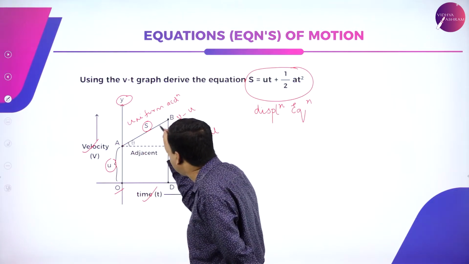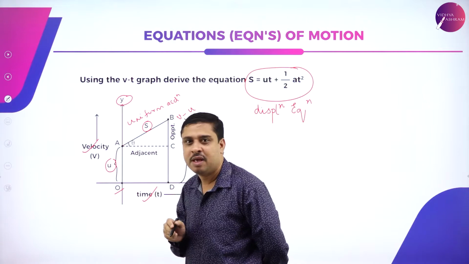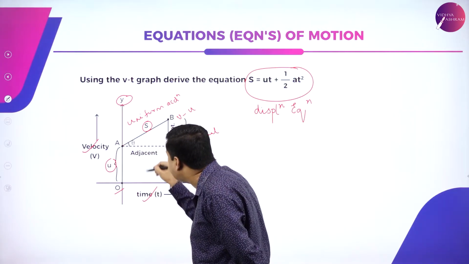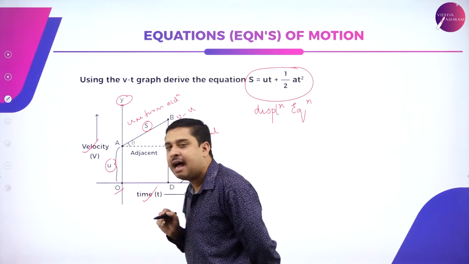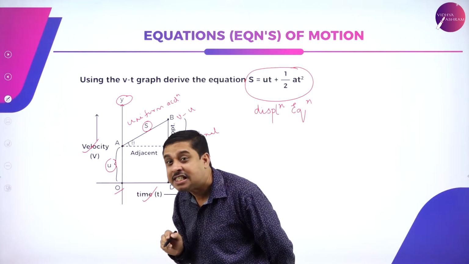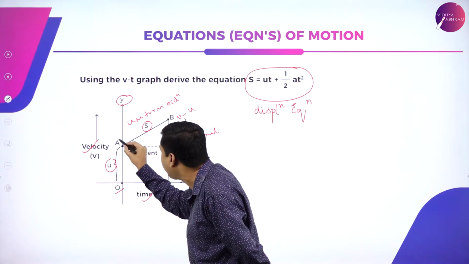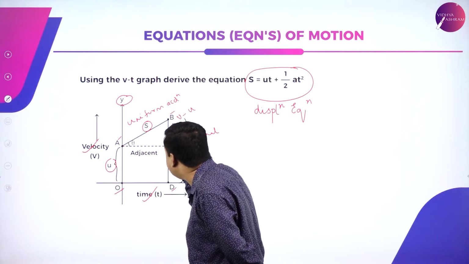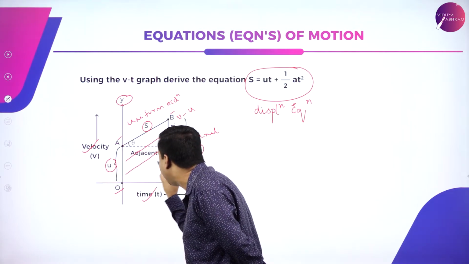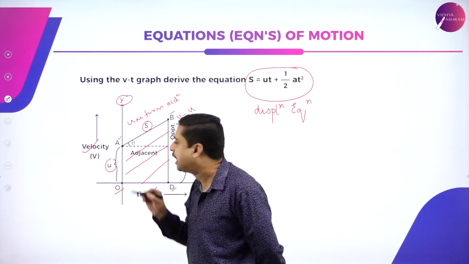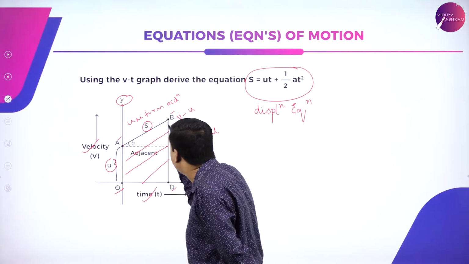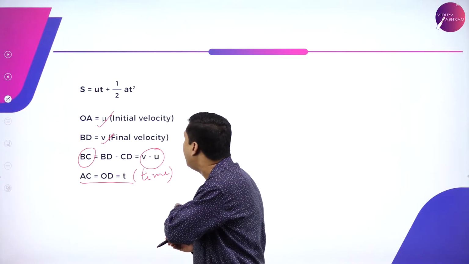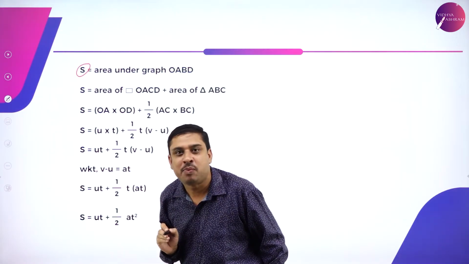Now, how will I calculate this? Yes, my basic knowledge says the area under the curve. Which is the curve? O, A, B, D. This area, the shaded part, should give me the displacement AB. So, my dear students, how will I calculate the displacement?